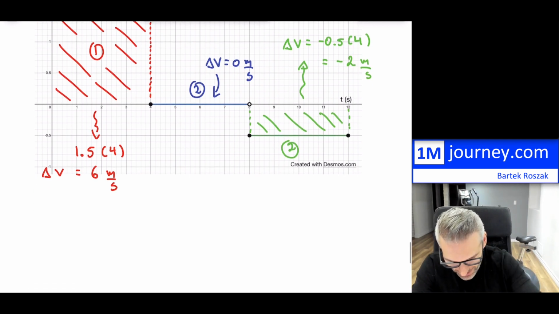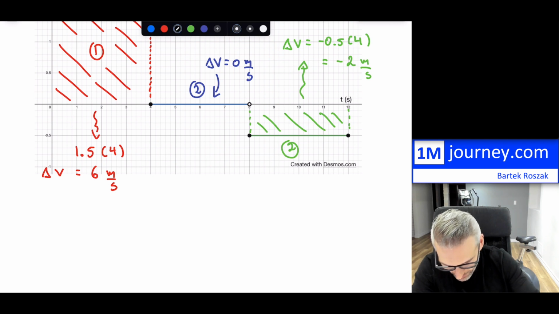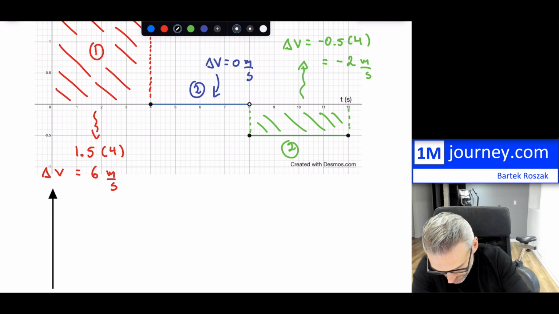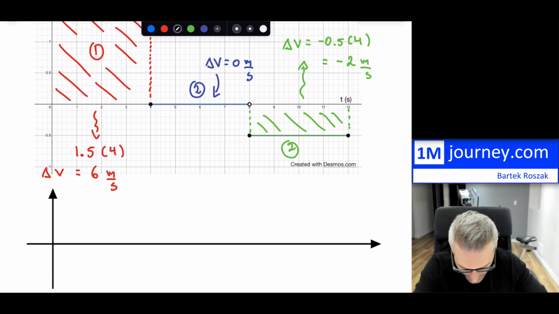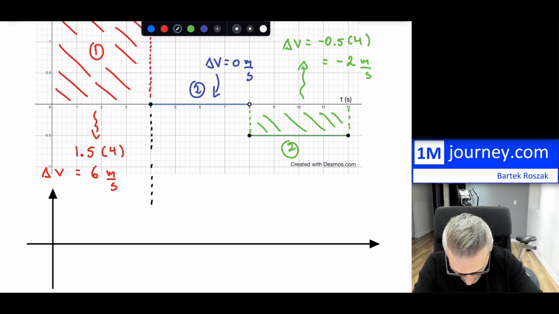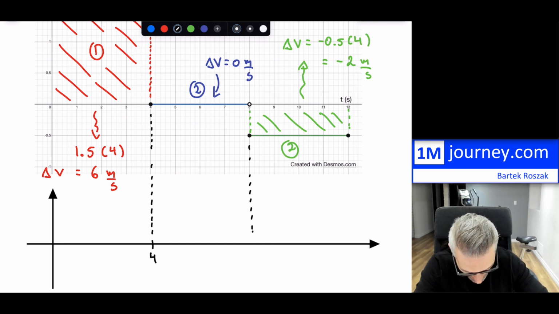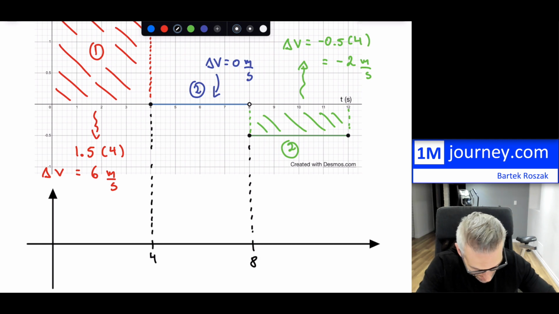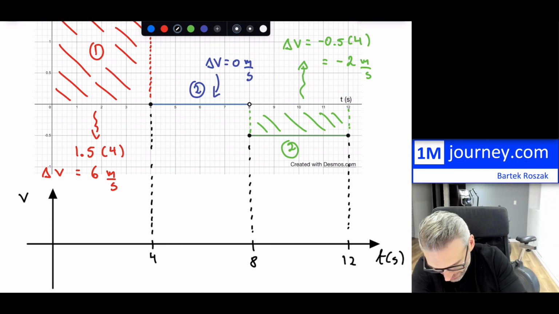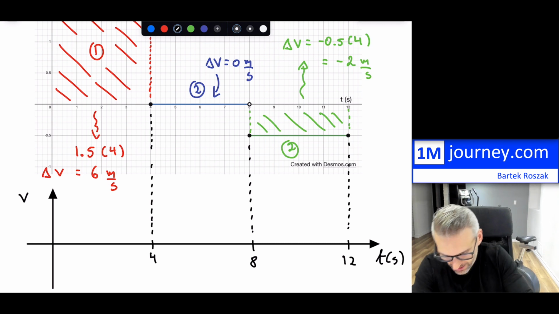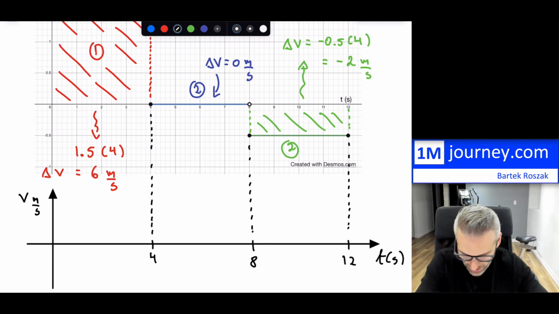Now if you want to graph this out, let's make a little bit of a better job and try to map it out. Here, I'm going to drop this down. This is going to be at 4 seconds. Here, I'm going to drop this down. This is going to be at 8 seconds. You don't have to do that, but it's just so that it matches up. So this is your time in seconds. Now, we are trying to find what the velocity is, so you can put here meters per second, because that's what we had.